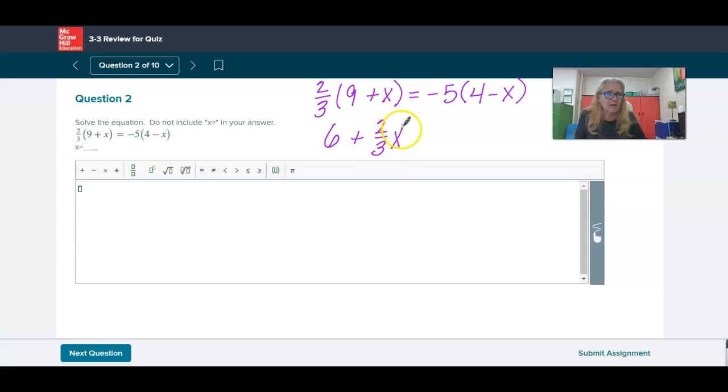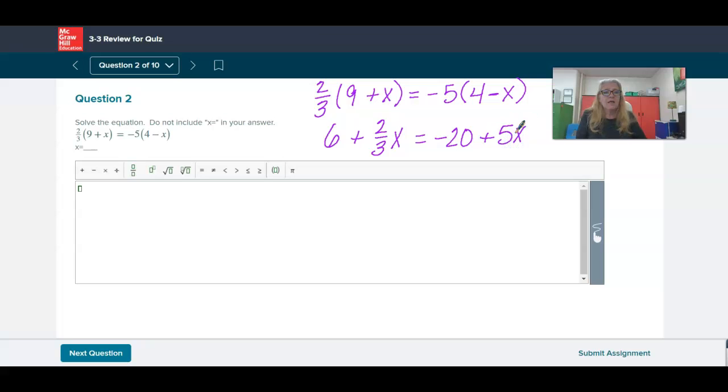This is 2/3 times x. On the right-hand side, we have negative 5 times a positive 4, which gives us a negative 20. And negative 5 times a negative x. Yes, this is a negative x. This minus sign goes with this x. So it's a negative times a negative, which is a positive, and positive 5x.